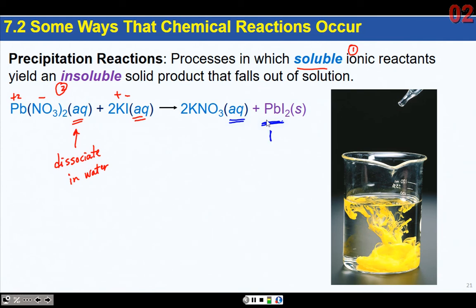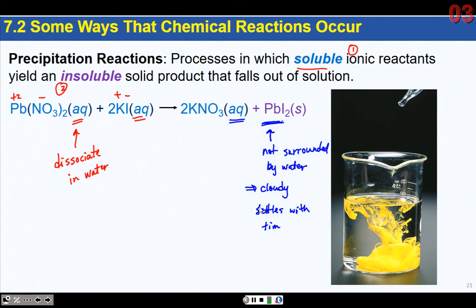So the lead iodide is no longer soluble, not surrounded by water, and literally falls out to the bottom of the solution. Now, in this particular example, it's a nice, pretty yellow color. Oftentimes, your solution is going to be cloudy. It may or may not be really obvious like that. And the precipitate will settle out with a little bit of time.